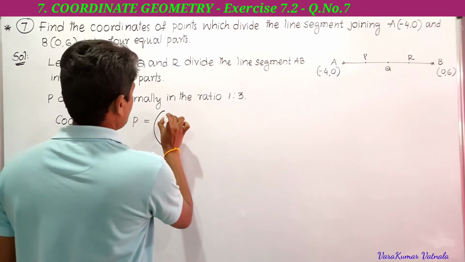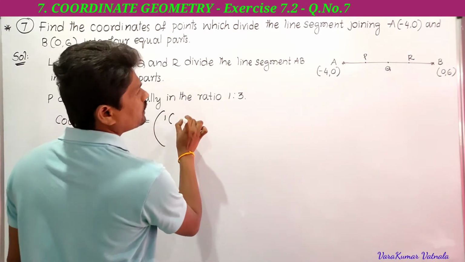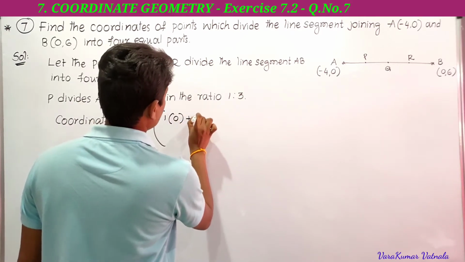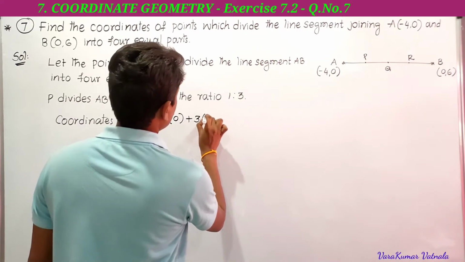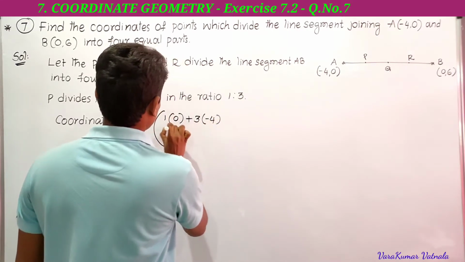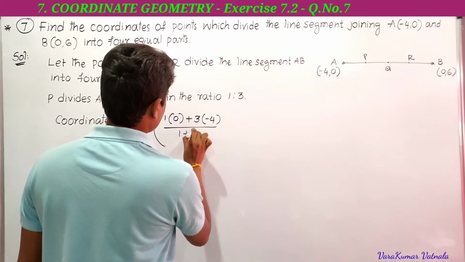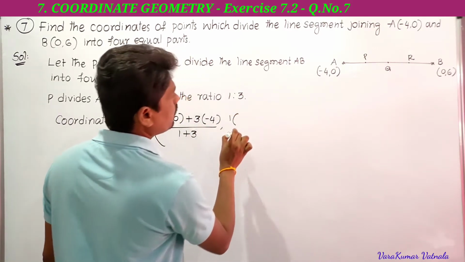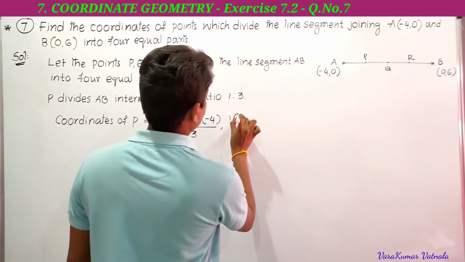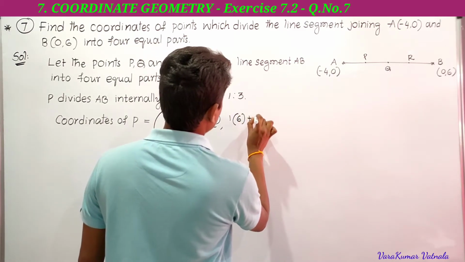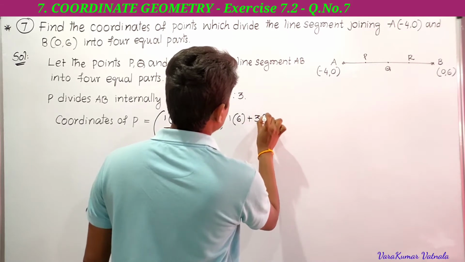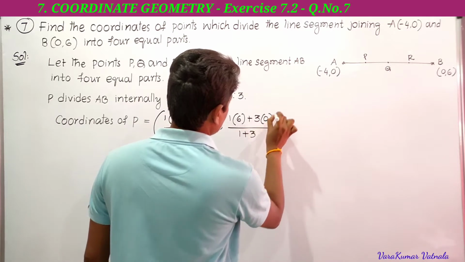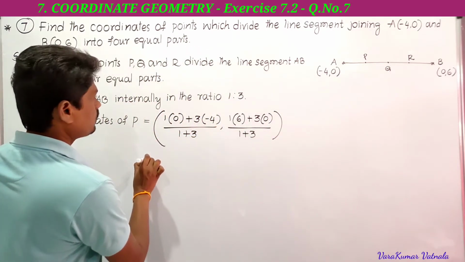m1x2: m1 is 1, into x2 value 0, 1 into 0, plus m2x1: m2 is 3, x1 is -4, by m1 plus m2, that is 1 plus 3, comma, m1y2: m1 is 1 again, y2 is 6, plus m2 is 3, y1 is 0, by m1 plus m2, 1 plus 3. So I have substituted in the formula.